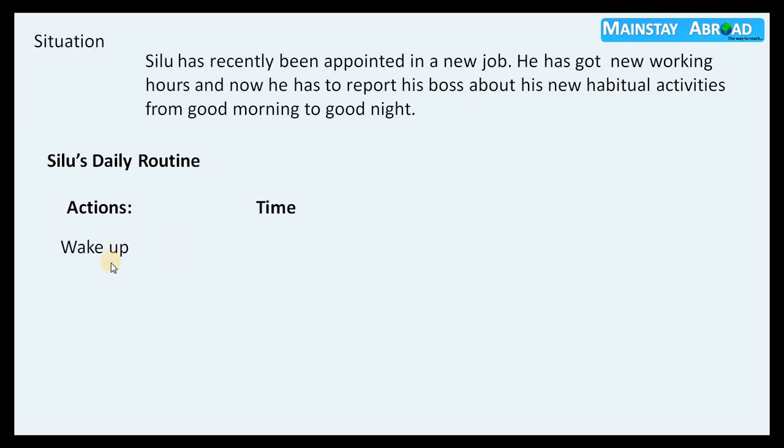And here, the action is, suppose, wake up. The time is what time? He wakes up at 5:30 a.m. So this is one area we have to create.